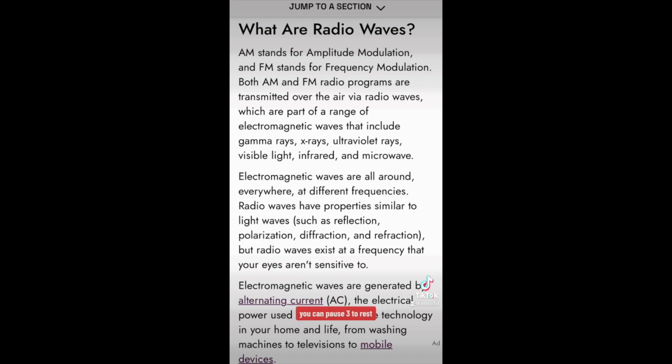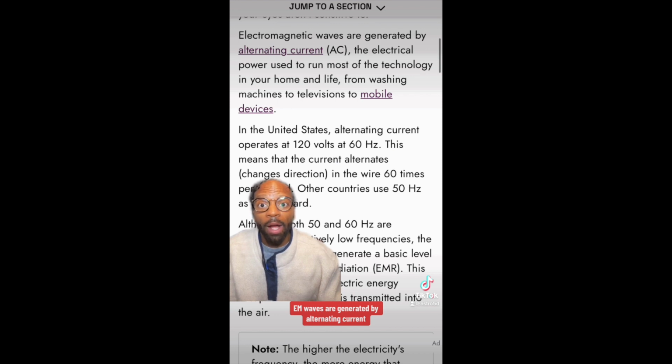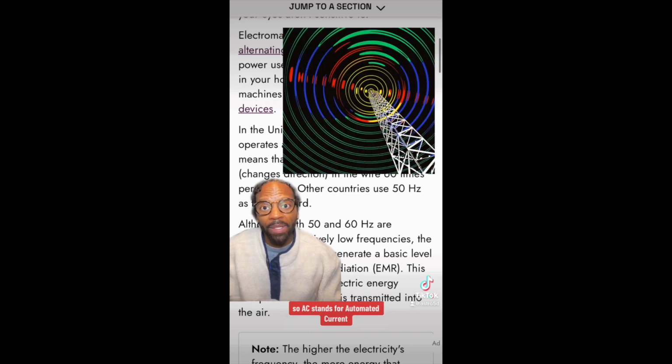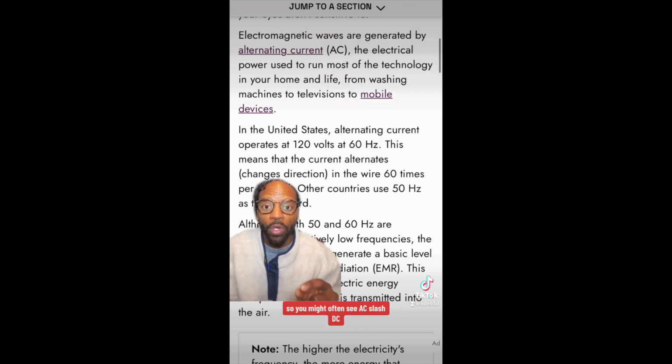You can pause to read the rest. Just know that electromagnetic waves are all around us, omnipresent. EM waves are generated by alternating current, the electrical power used to run most of the technology in your home and life, from washing machines to televisions to mobile devices. So AC stands for alternating current, DC stands for direct current. So you might often see AC/DC.